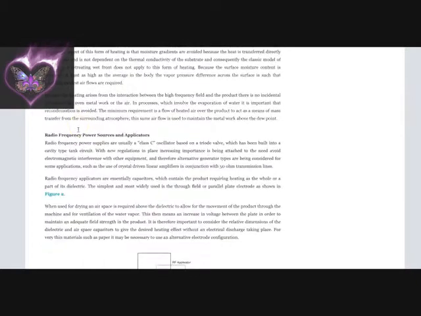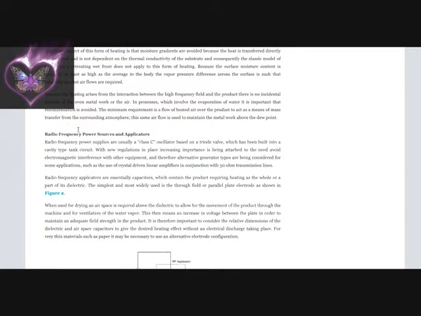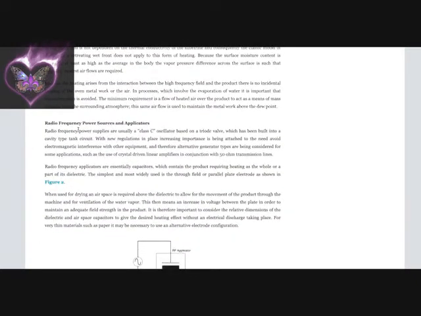Because the heating arises from the interaction between the high-frequency field and the product, there is no incidental heating of the oven metalwork or the air. In processes which involve the evaporation of water, it is important that recondensation is avoided. The minimum requirement is a flow of heated air over the product to act as a means of mass transfer from the surrounding atmosphere.